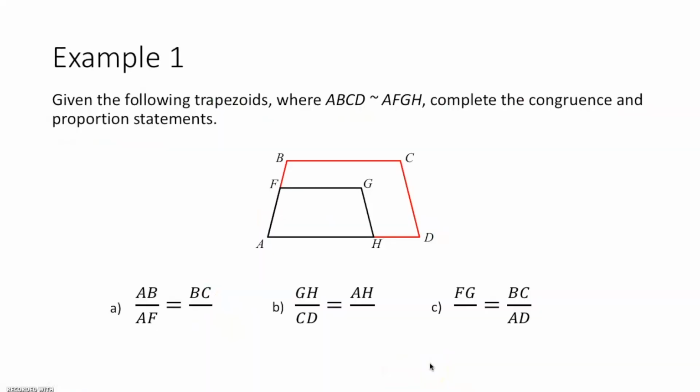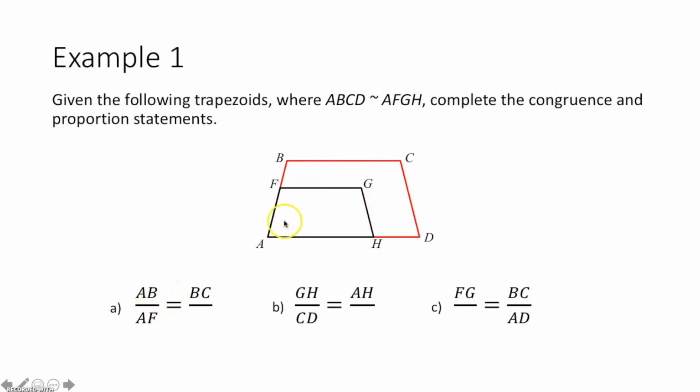It's example time. Okay, example 1 says given the following trapezoids where trapezoid ABCD is similar to trapezoid AFGH, complete the congruence and proportion statements. Two ways to do this. One would be through the figure, the other would be through the similarity statement. We're going to start with the figure. So let's look at the figure.